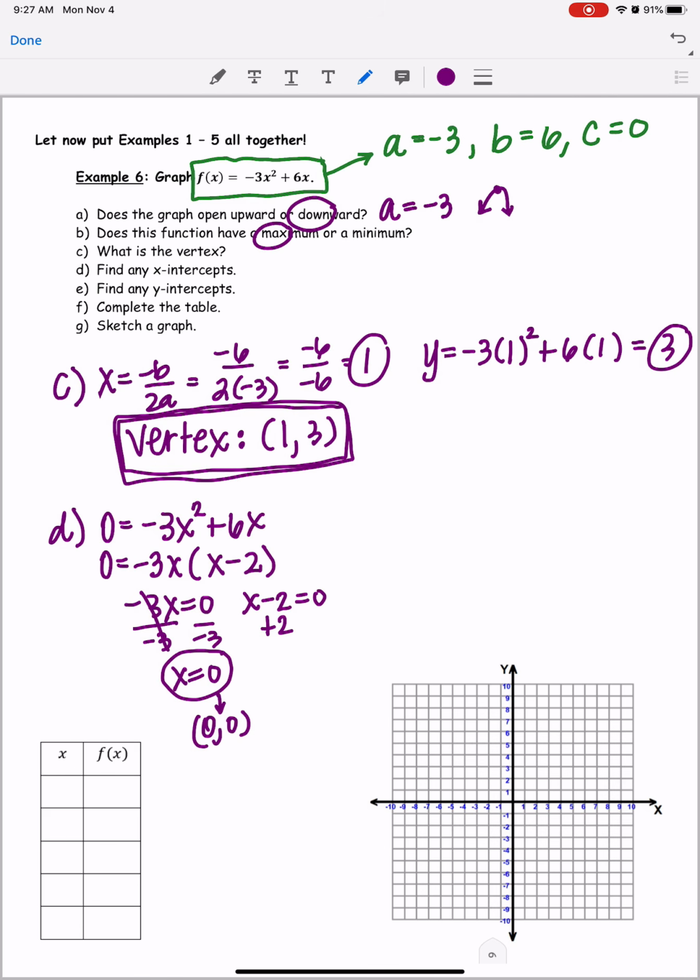And on this one, we're going to add 2. So we'll get x equals 2. Now, it really doesn't say to write as an ordered pair, so you could just say x equals 0 and x equals 2, but if it says an ordered pair, you've got to put 2, 0 as that ordered pair.